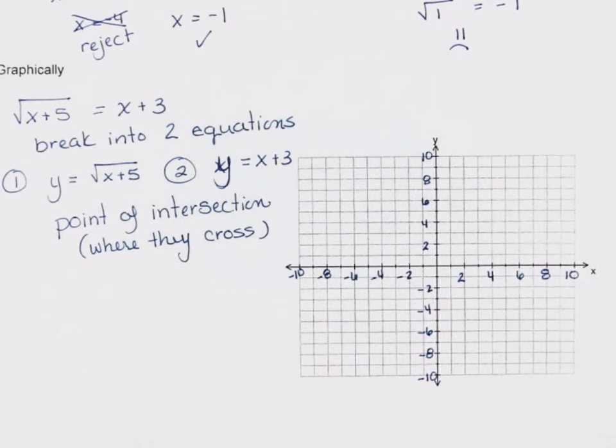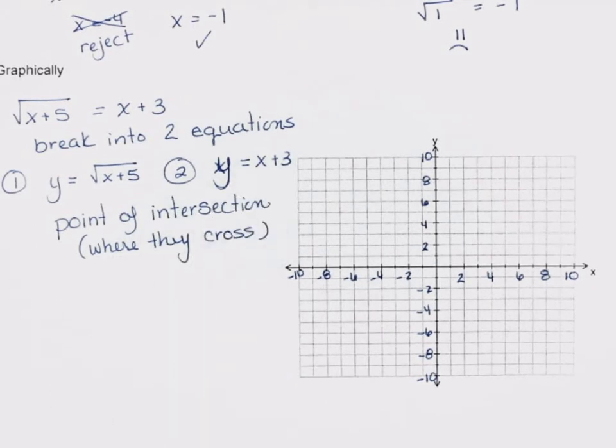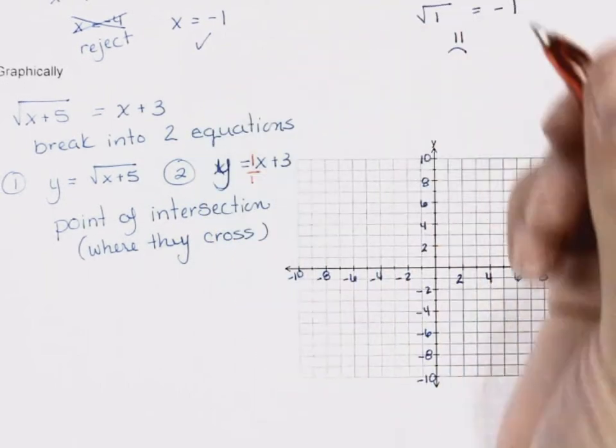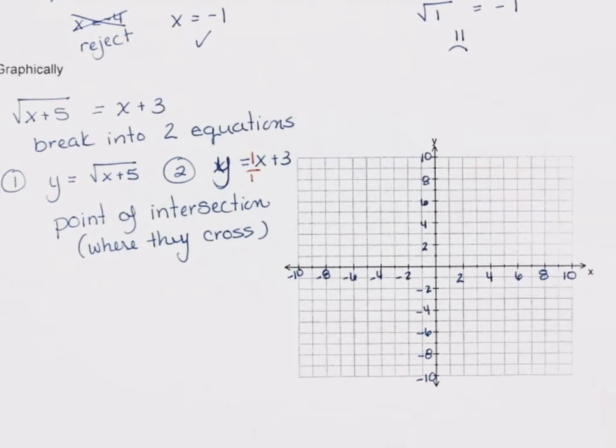I want to use slope-intercept instead of a table because I think that will be faster for us. Super easy. What's the slope on this one? 1 over 1. So what does that mean? We're going 1 up and 1 to the right. But where does my graph start? At my y-intercept of 3.